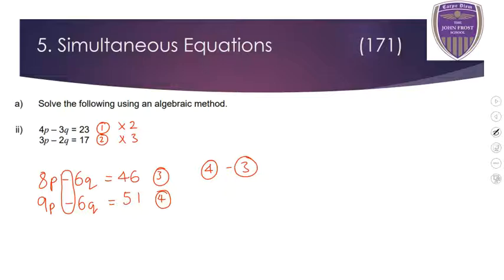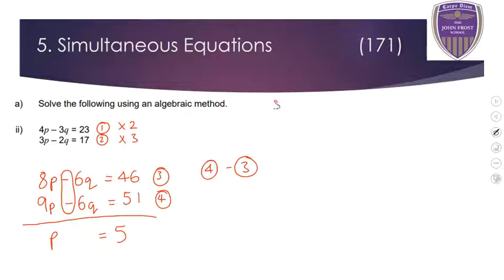So I've got 9p in equation 4, sorry, and 8p in equation 3. So 9 minus 8 is 1, yeah, just p. Remember, the 6q's make 0, and then 51 take away 46 is 5. Okay, so P equals 5.